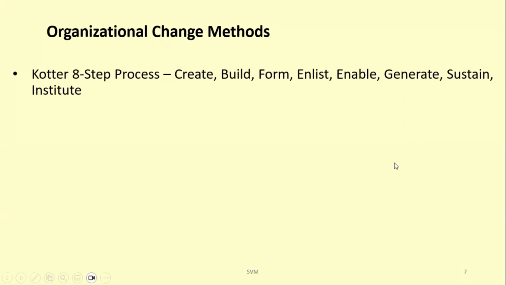When you say sustain, it is sustaining the acceleration, meaning consolidate all the gains, continuously do some improvement, address any challenges. When you say institute, it is about instituting the change, meaning make the change strict to the organization, embed all the new practices, ensure that long-term sustainability is there. So these are all the 8-step process of Kotter.